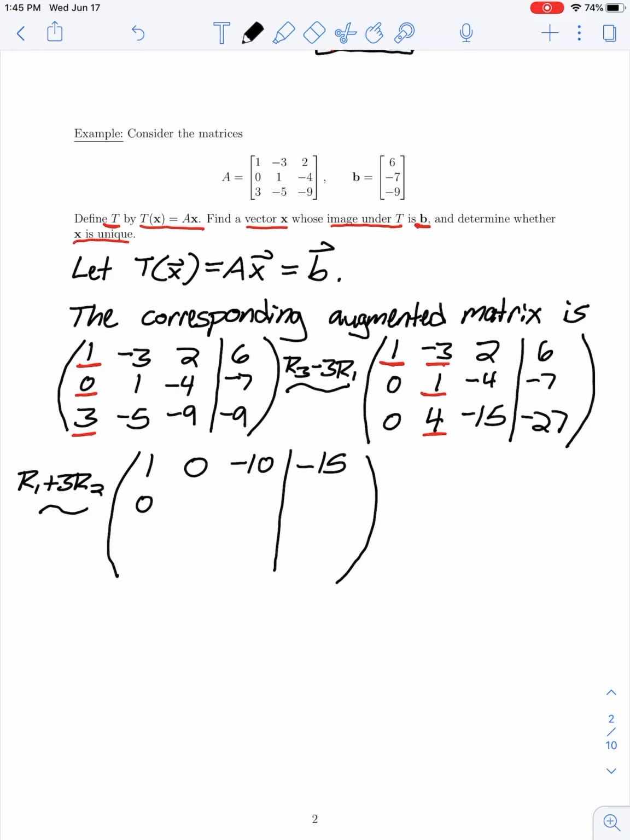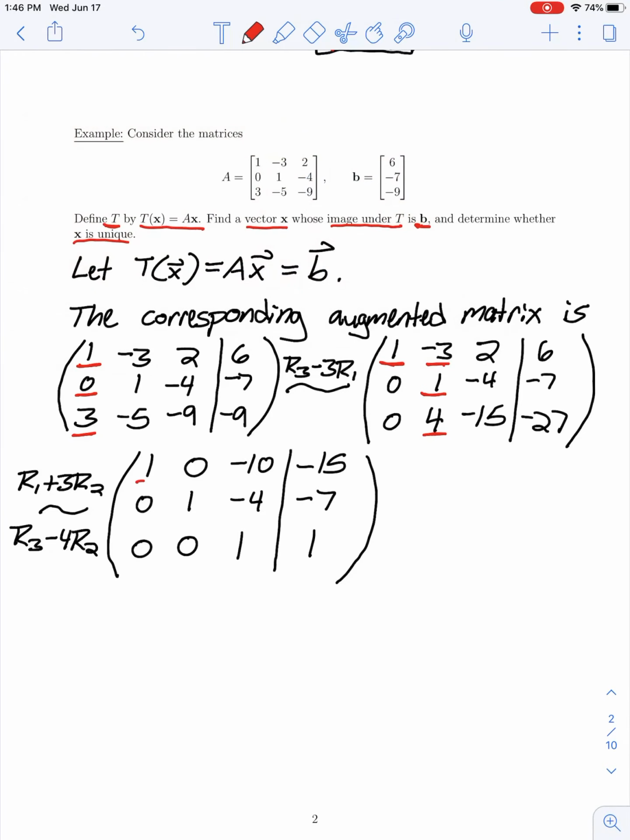My second row, I'm going to leave alone as 0, 1, negative 4, negative 7. And to eliminate the 4 as the leading entry in my third row, I'm going to take row 3 and subtract from it 4 times row 2. So we have 0, negative 4 plus 4 is 0. I have positive 16 minus 15 is 1. And then on the right-hand side, I've got a positive 28 minus 27 is 1.